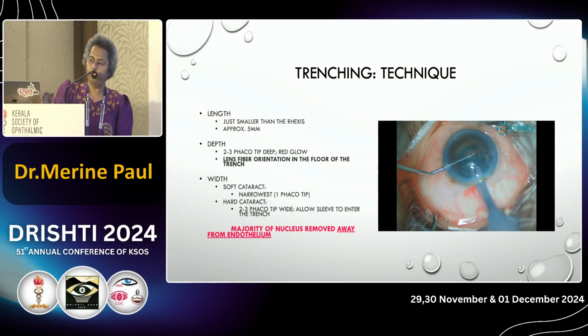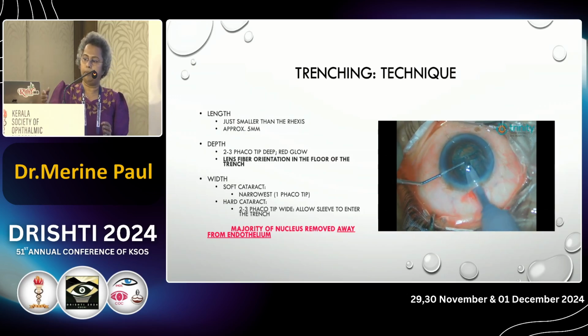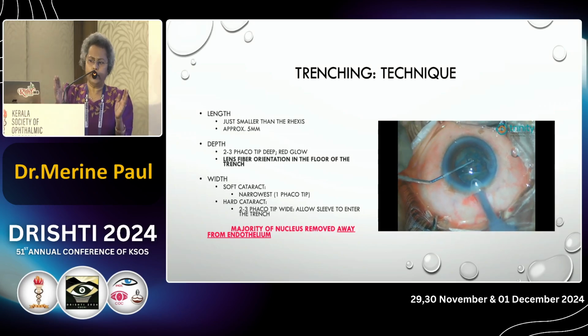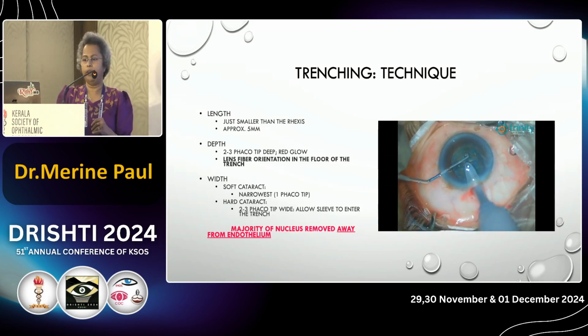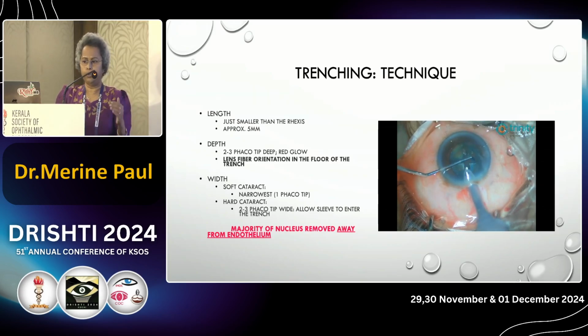And so you see, you make that trench each time right up to the center, stop there, rotate, go ahead and make the other trench again. So the length of the trench should always be smaller than the rhexis, approximately about 5 millimeters. The depth should be about 2 to 3 Phaco tips.